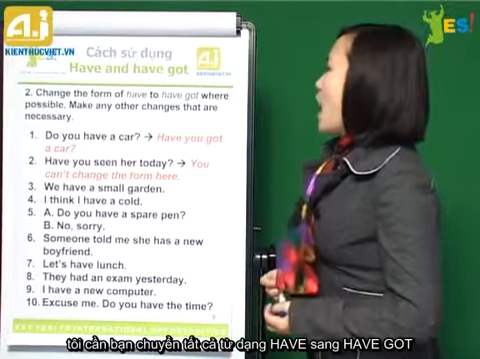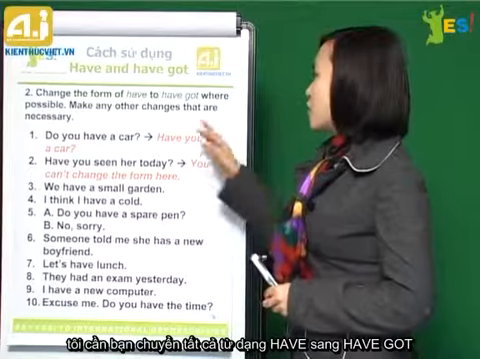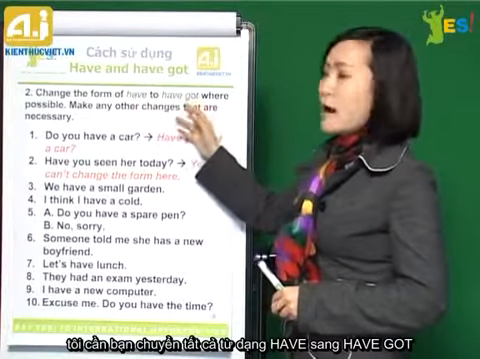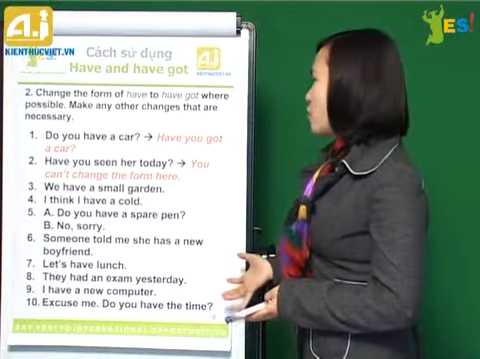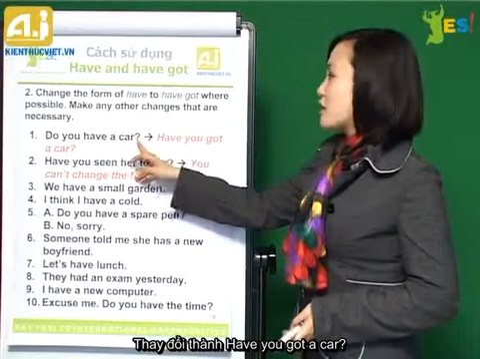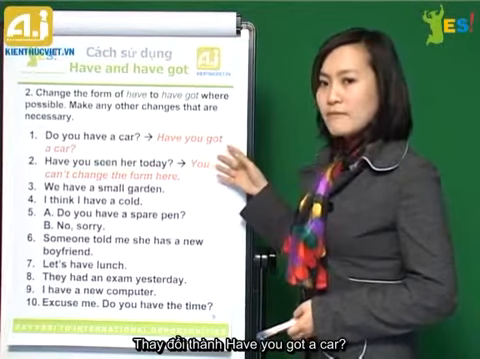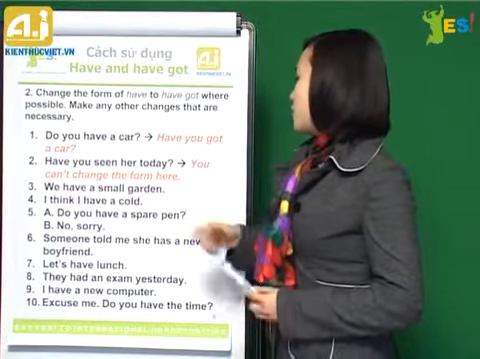Now, I have some sentences, and also I want you to change it from the form of have to have got where possible. And you can make other changes where necessary. For example, do you have a car? You change it to, have you got a car? Or, have you seen her today?